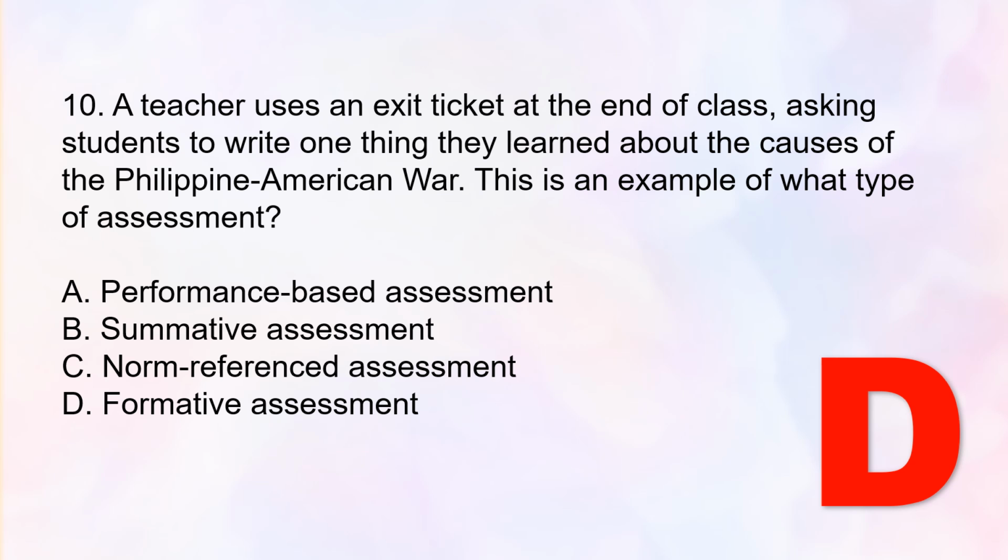Okay, the best answer is letter D, formative assessment. Exit tickets provide quick feedback on what students understood during the lesson, a characteristic of formative assessment. For letter A, performance-based assessments require complex tasks, not short responses. Letter B, summative assessments evaluate overall learning at the end of a unit. And letter C, norm reference assessments compare students' scores to others. So the best answer for this situation is letter D.